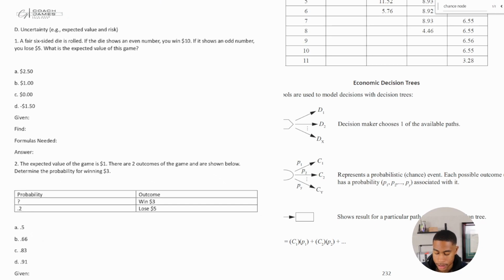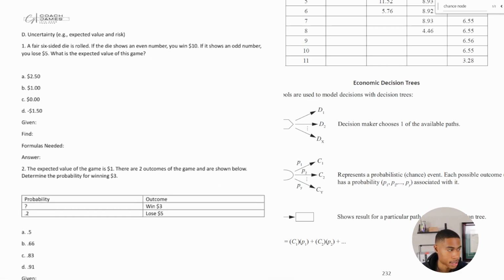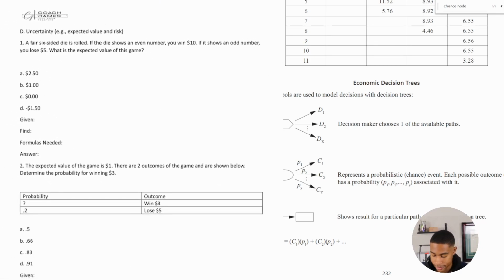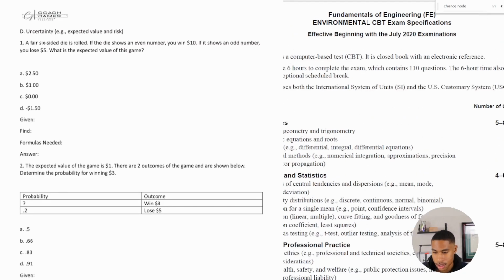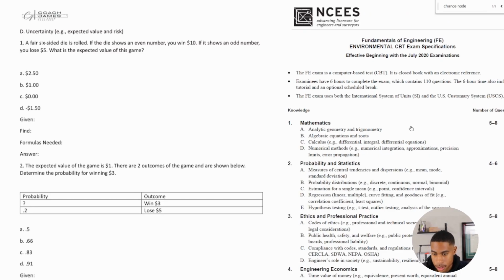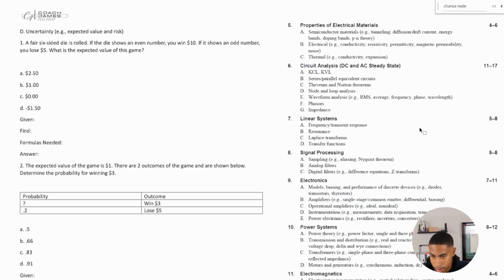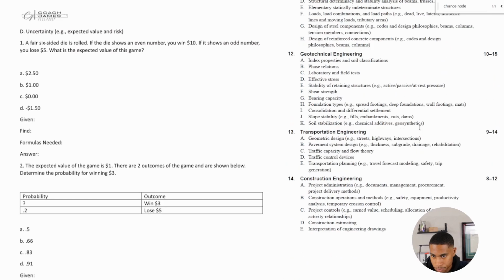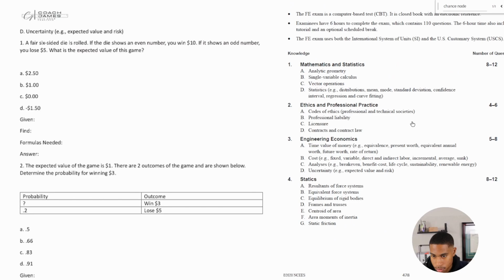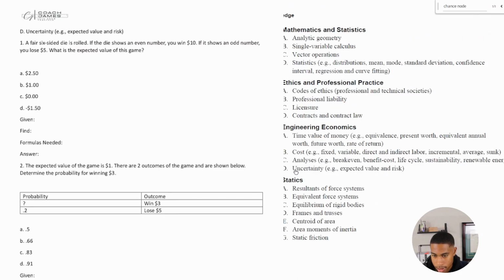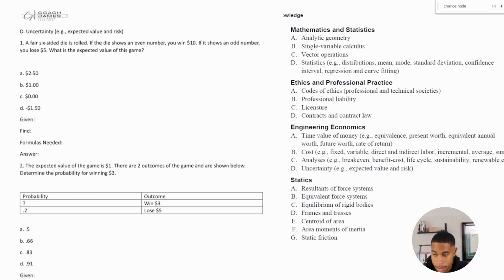In the next section, we'll be going through uncertainty, expected value and risk. All right, just following along with what the handbook tells us. It's going to be on our test. I'm going to scroll and see if there's anything else that would be on there. But yeah, it literally says uncertainty, expected value, and risk. So that's what I'm going to be covering.